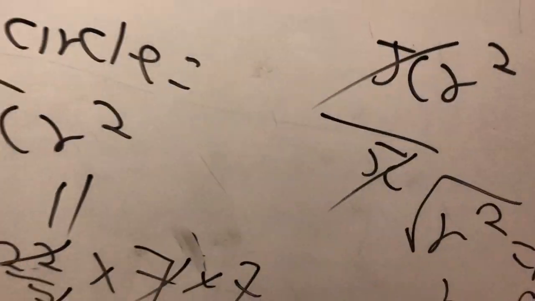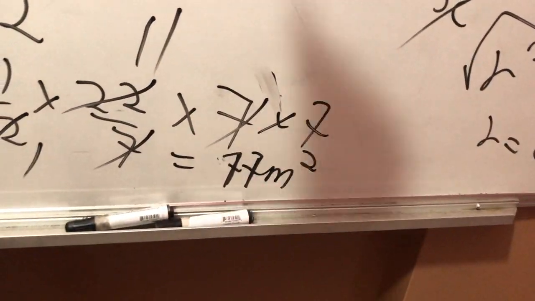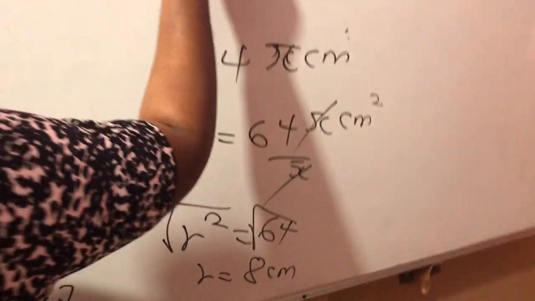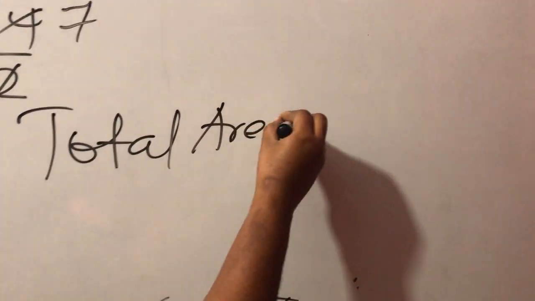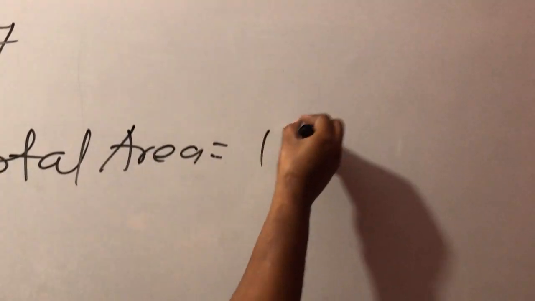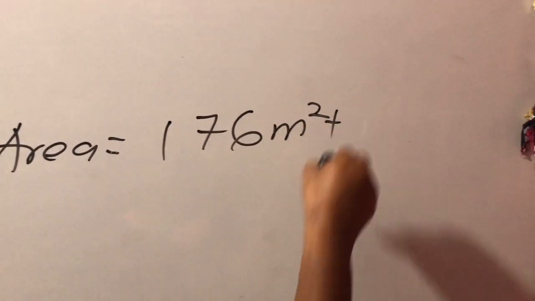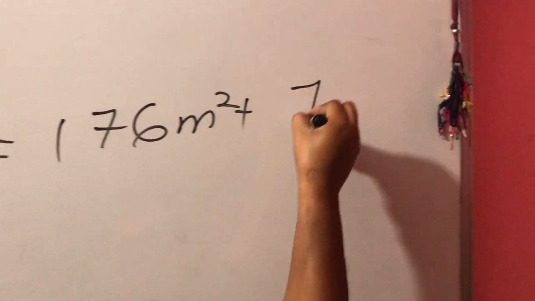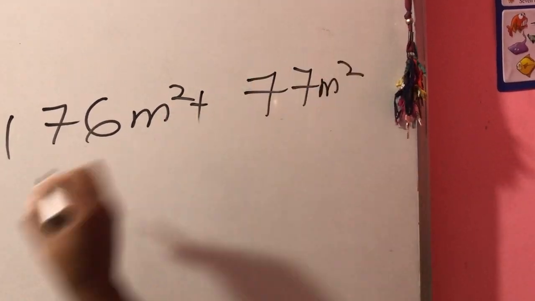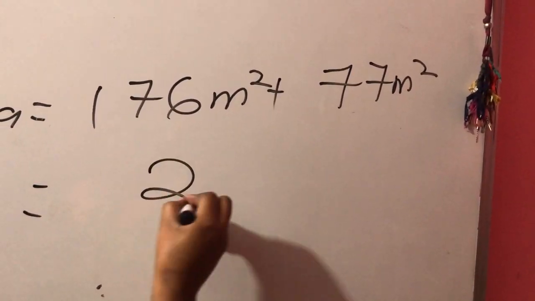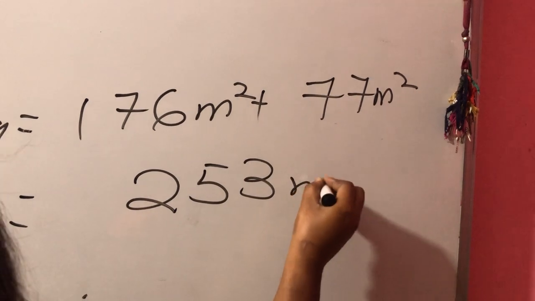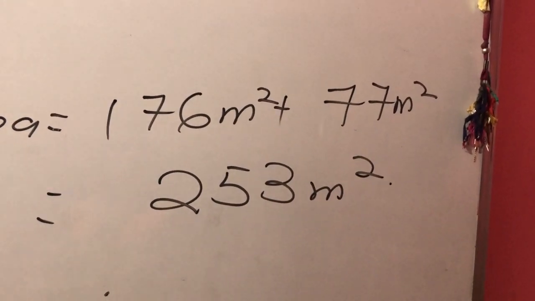Okay, have we finished with the question? No. So you come down and write total area is what? 176, which is the area of the rectangle, plus 77 meters squared. Then our final answer is 253 meters squared. Okay, so that is it.